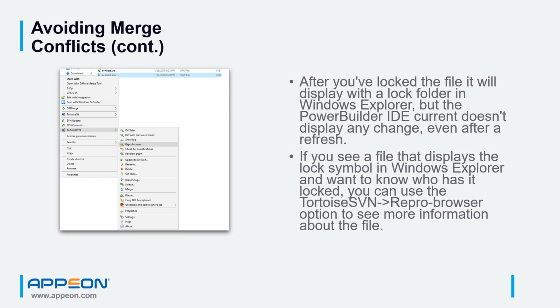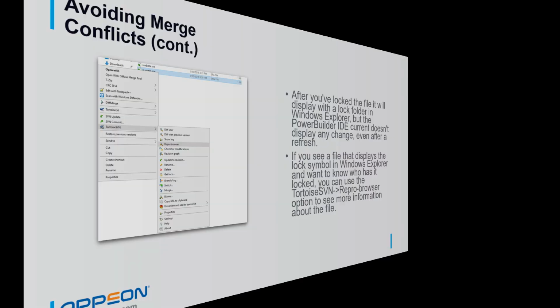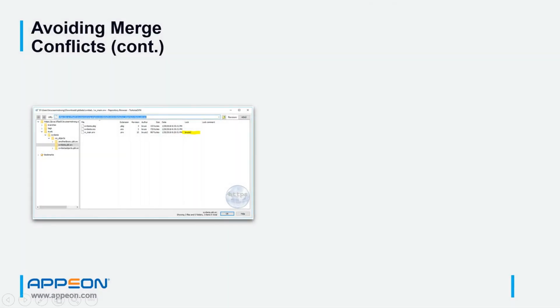So one thing you can do though is before you go to edit the object, go to the repo browser. This is another option in TortoiseSVN, and it will tell you whether or not something's locked, and it will actually tell you who's locked it.